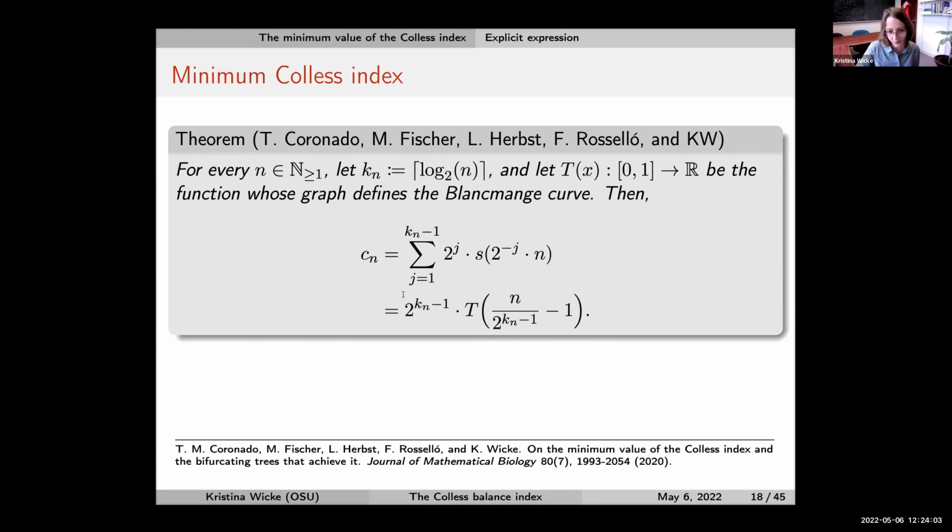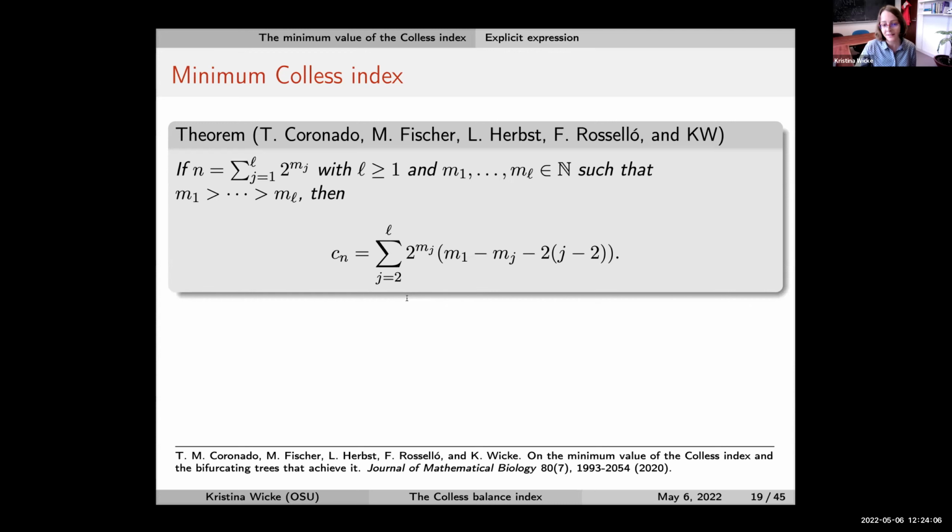Okay, what we then also realized is that in fact there's a second equivalent expression of the minimum Colless index, which doesn't explicitly use the Takagi curve, but is based on the binary expansion of n instead. So if we consider the binary expansion of n, so we write n as the sum j equals 1 to L of 2 to the mj, then we could prove that we can alternatively express the minimum Colless index as this sum here, involving the coefficients of the binary expansion. But of course, the two formulas are equivalent, as we're still talking about Cn.